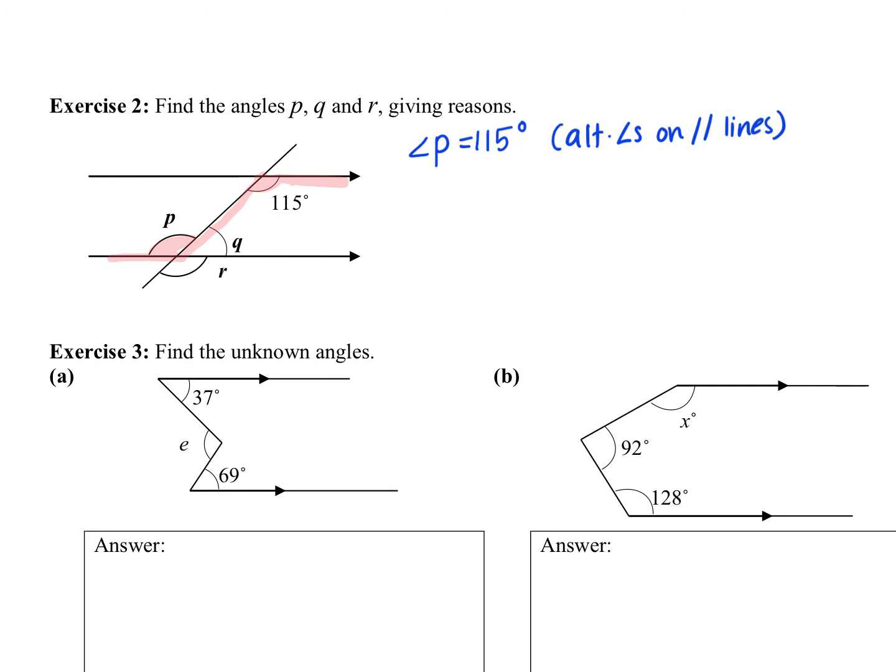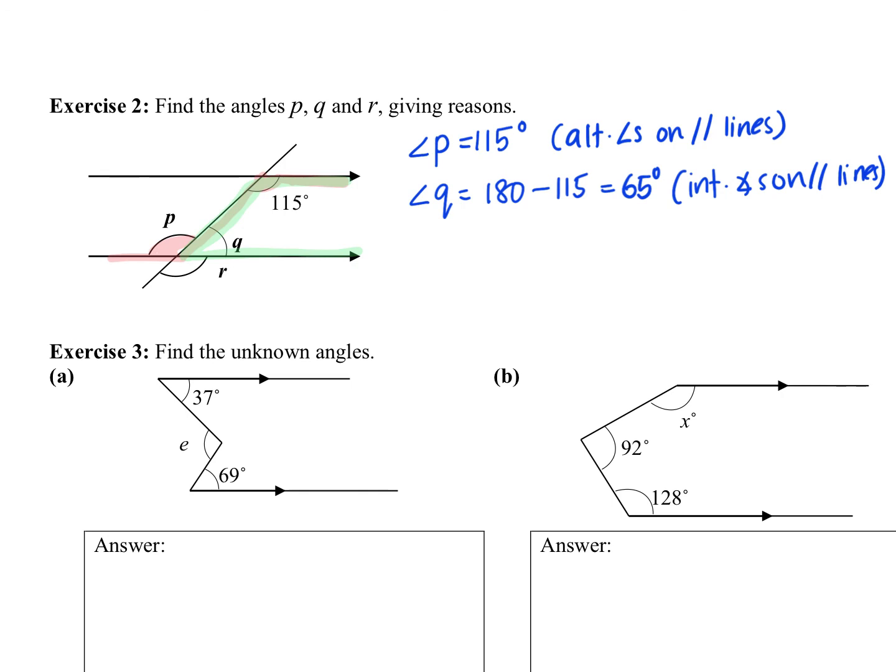Secondly, we can find the angle Q. Although I think some of you already know you can take 180 minus 115 using adjacent angles on a straight line, alternatively we can also use the properties of a pair of parallel lines. So this too is called a pair of interior angles. So angle Q will be equal to 180 minus 115 to give you 65 degrees, and the reason is interior angles on parallel lines. We usually write the reason in brackets.